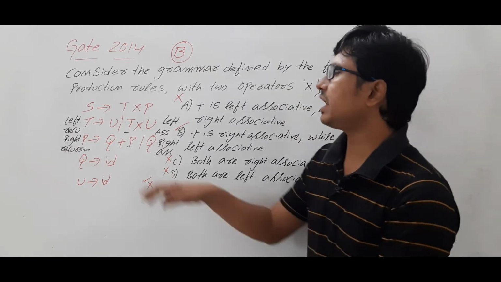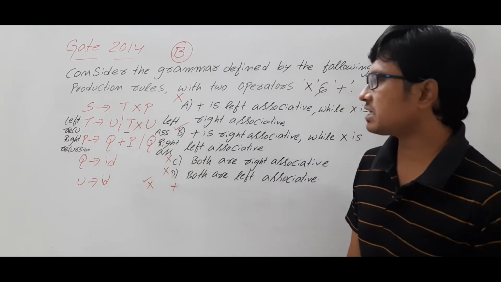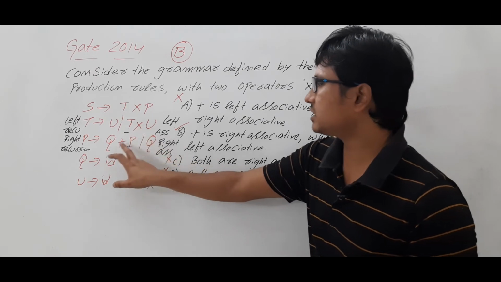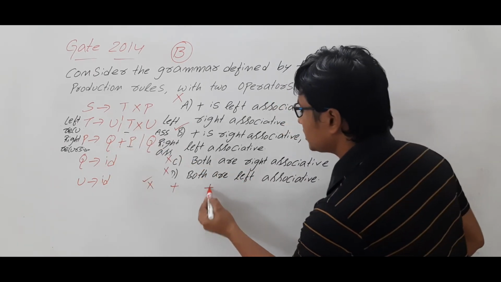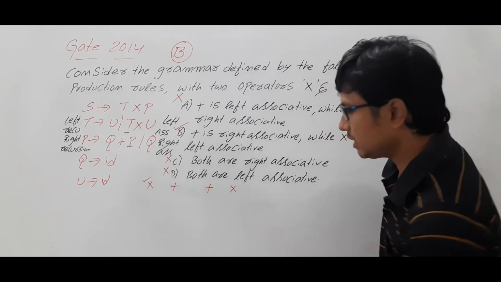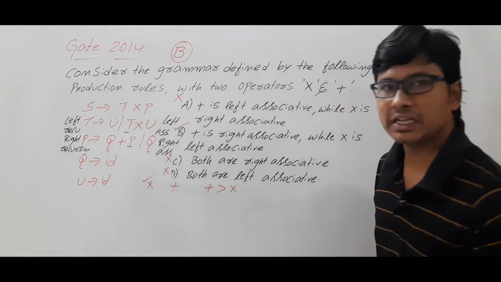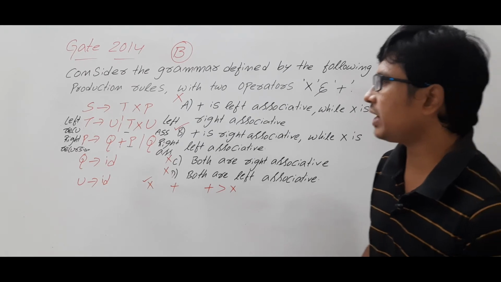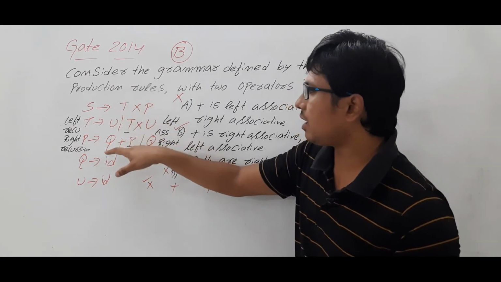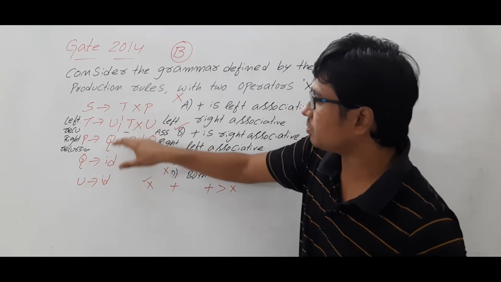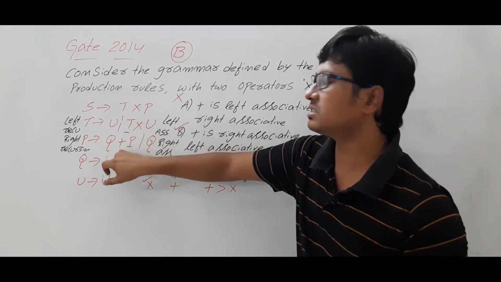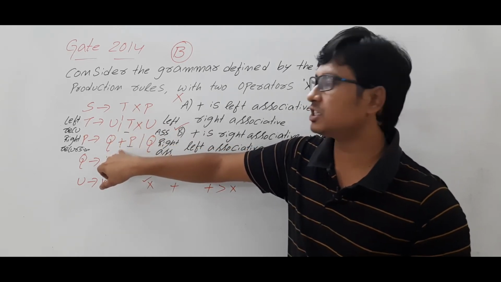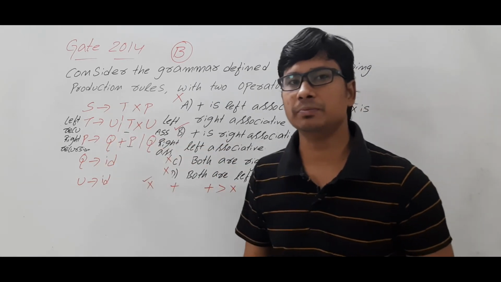Now look at this grammar. Can you tell me which one has the highest priority, multiplication or plus? I can say that plus has the highest priority over multiplication. Is it clear? Plus has the highest priority. Why? Because if you look at the grammar, plus is at the bottom as compared to multiplication. So from these productions, I can say plus is having the highest priority as compared to multiplication.